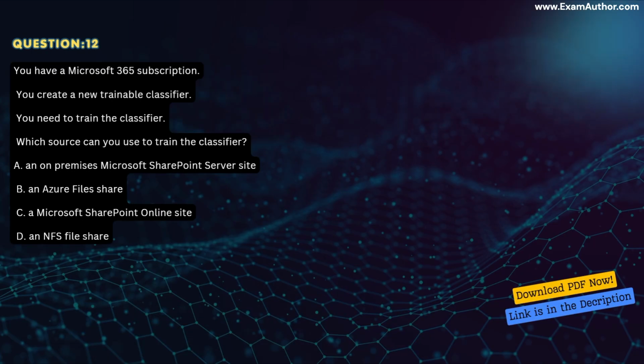Question 12. You have a Microsoft 365 subscription. You create a new trainable classifier. You need to train the classifier. Which source can you use to train the classifier? A. An on-premises Microsoft SharePoint server site. B. An Azure file share. C. A Microsoft SharePoint Online site. D. An NFS file share. The correct answer is C.